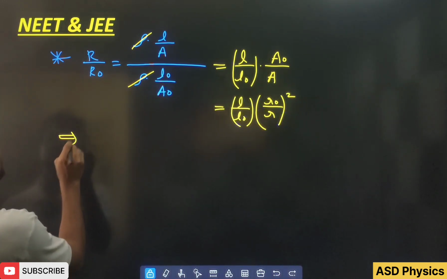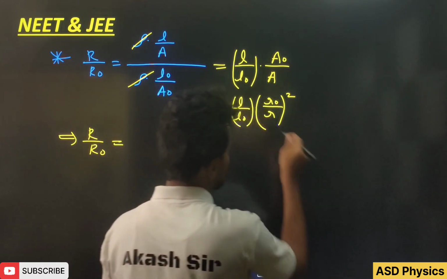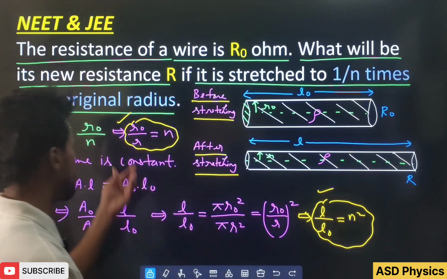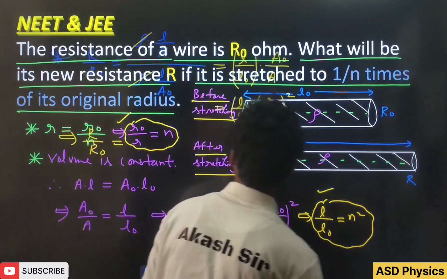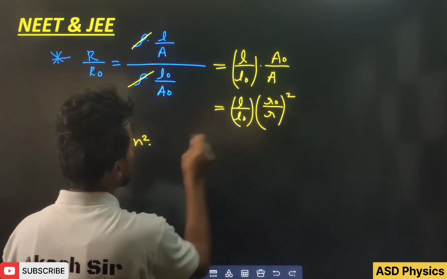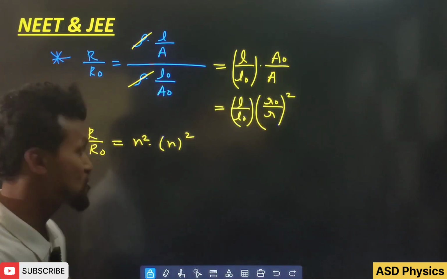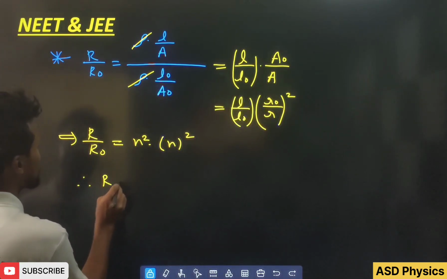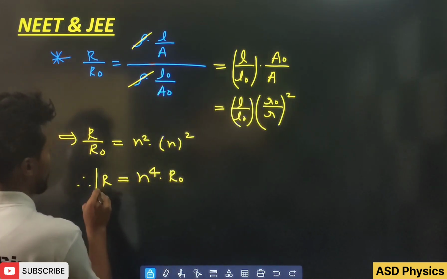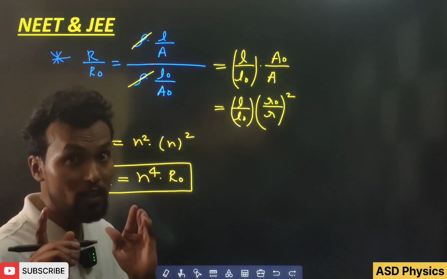So students, again this R by R naught is given here. You can see very well, L by L naught, how much have we got here? This L by L naught is how much? n square, and R naught by R is n. Okay, so we are going to put here n square, and this R naught by R, how much here? n, and here this is square, so here also it is square. So students, you can see what we are going to see here. Finally, we are going to see R equal to n to the power 4 R naught. If they are talking in terms of the radius, it is going to become n to the power 4.